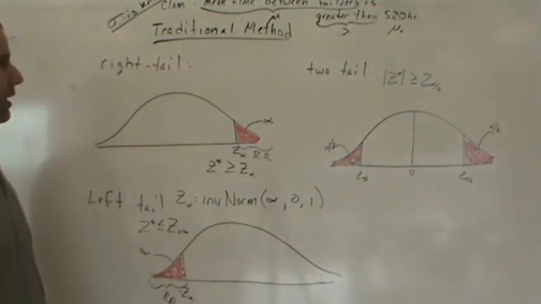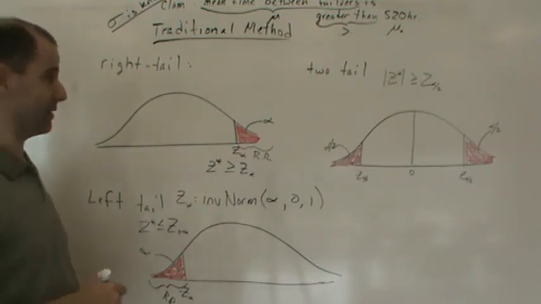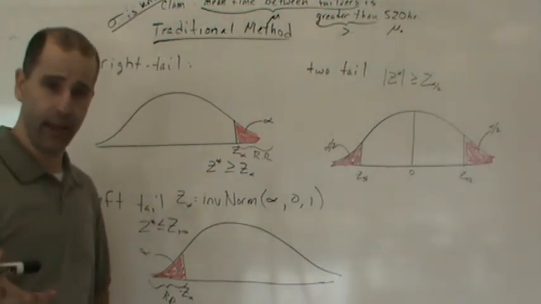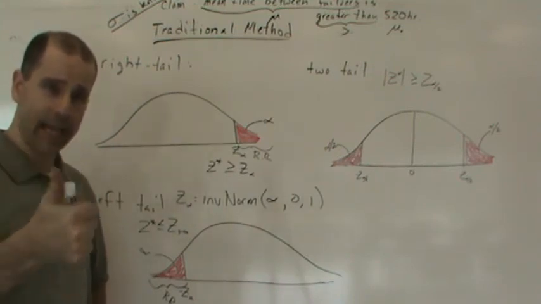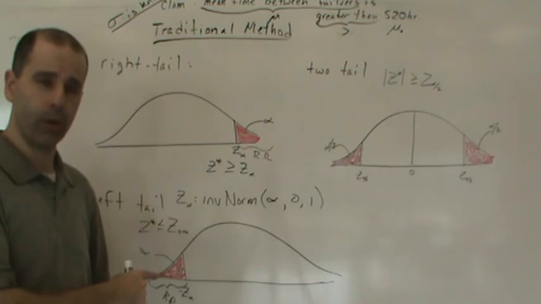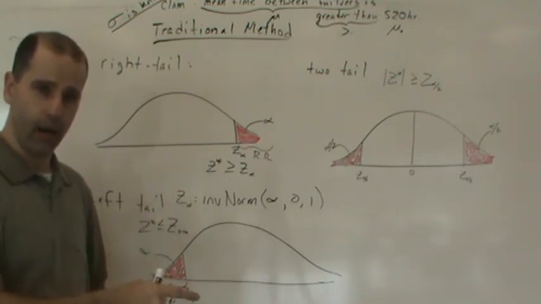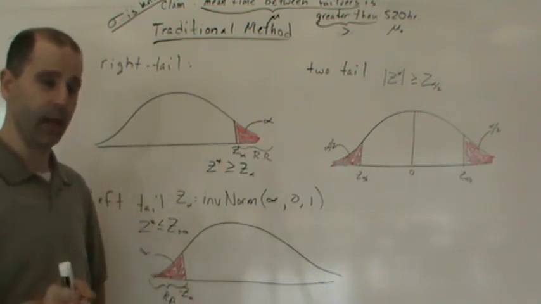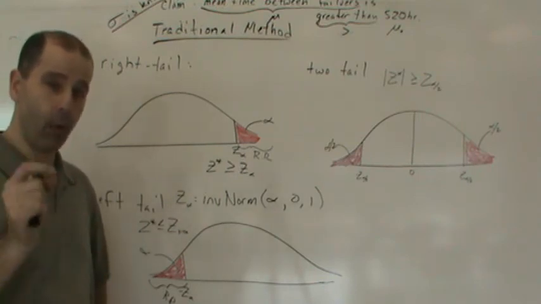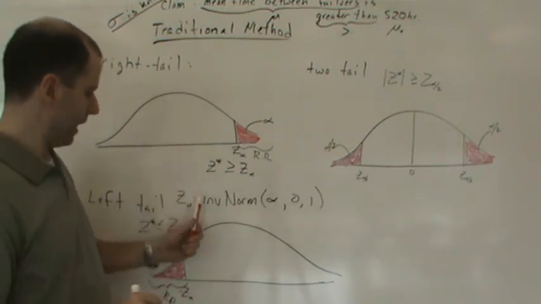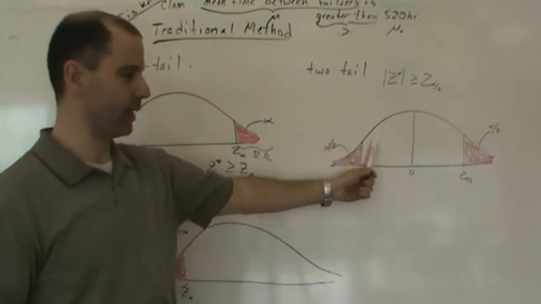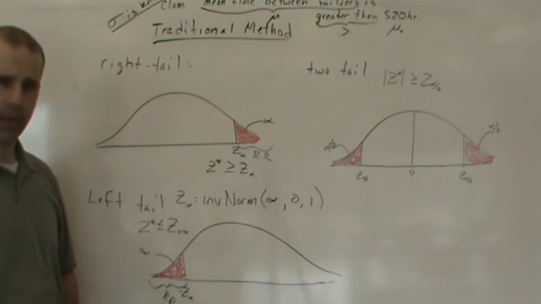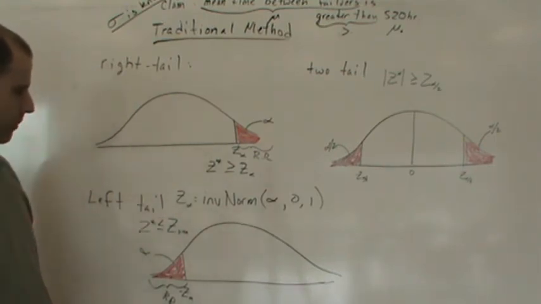So the traditional method is we calculate our test statistic. That's based on the data, and we use our z-score formula to transform the sample mean into our z-score, z star. That's going to be our test statistic. Then we figure out what our critical value is based on the alternative hypothesis. It's going to be one of these three situations.